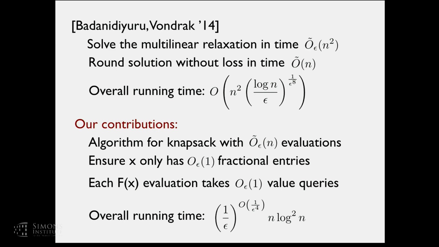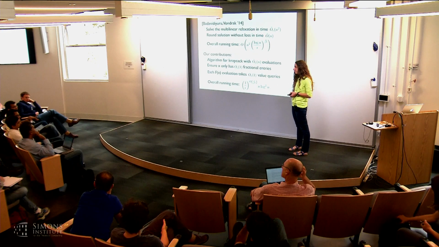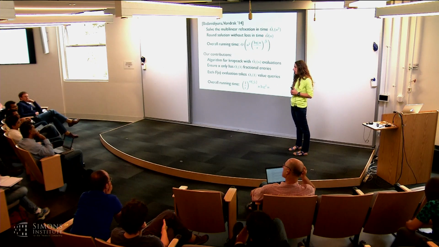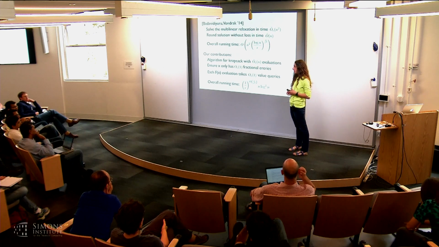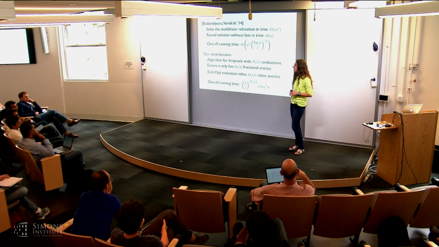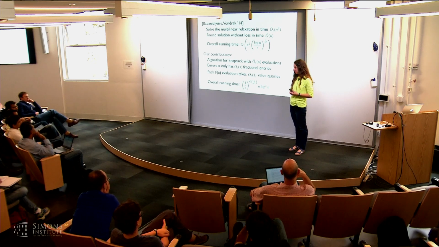Question: Suppose I didn't want 1 minus 1 over e, but a worse approximation with a much faster algorithm. You can do greedy. You can just get a half approximation very fast, yes. So that's true. This is all in the name of getting very close to 1 minus 1 over e.